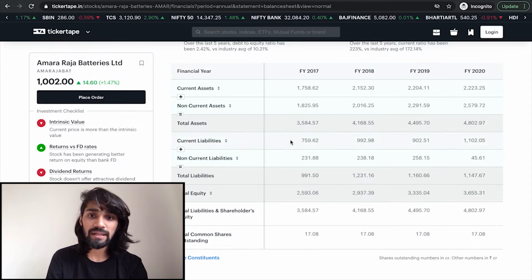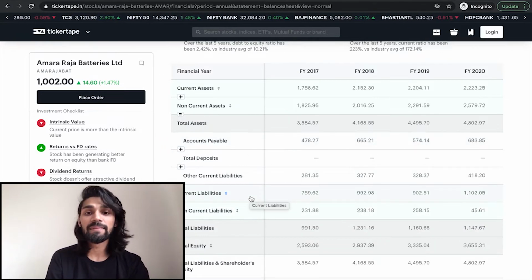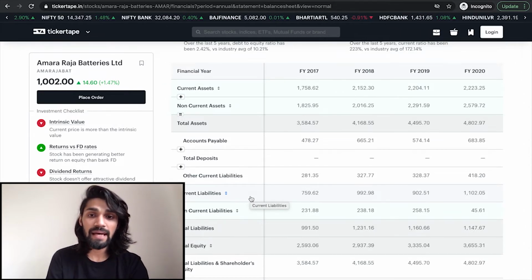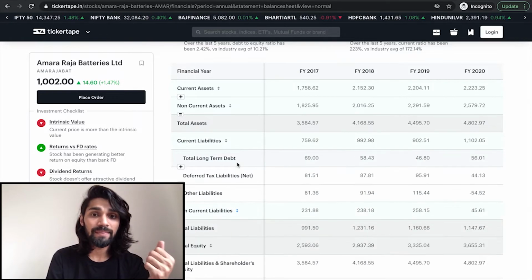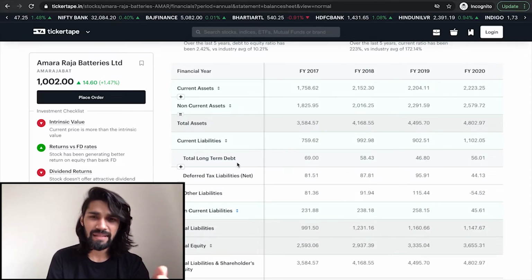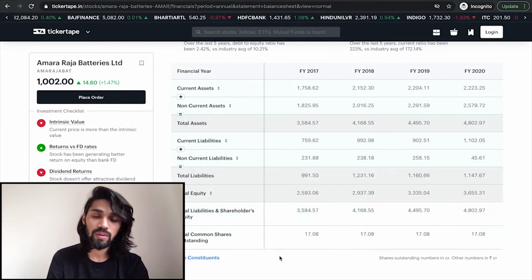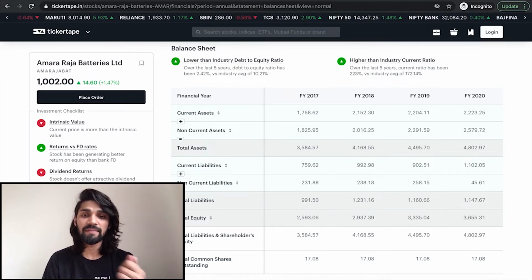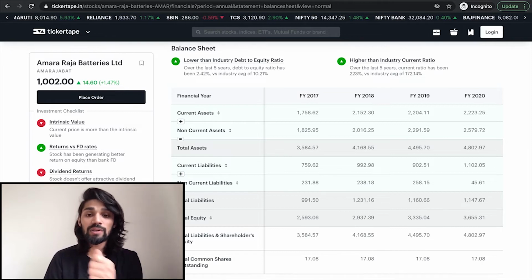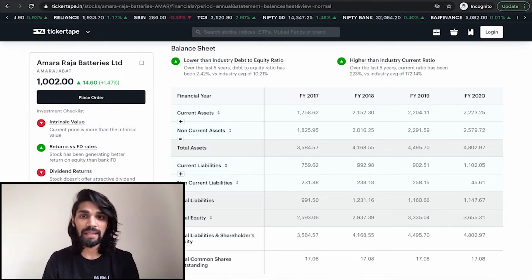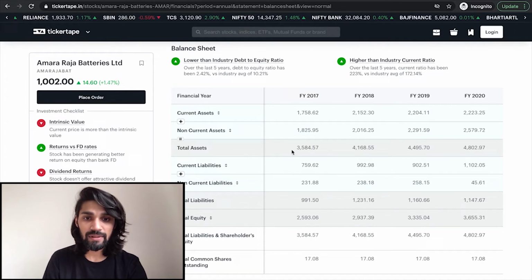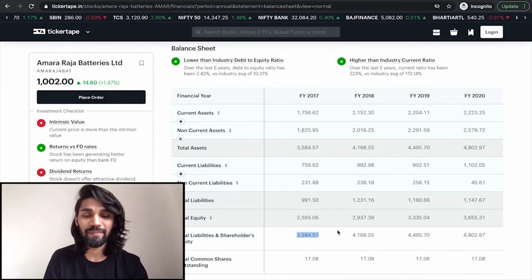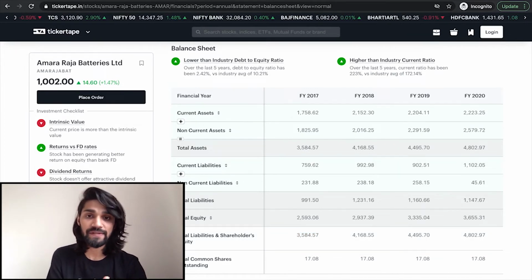And if you want to see, current liabilities consist of these things: the accounts payable, the total deposits, and other current liabilities. And the non-current liabilities consist of the long-term debt the company has, the tax liabilities that the company has, and other liabilities, right? So that gives you the total liability of the company. Total assets can also be given by the formula: total assets is equal to total liabilities plus shareholders' equity, right? So if you can see, the total assets and total liabilities plus shareholders' equity are always the same every year because it's literally the formula. So this is what a balance sheet comprises.